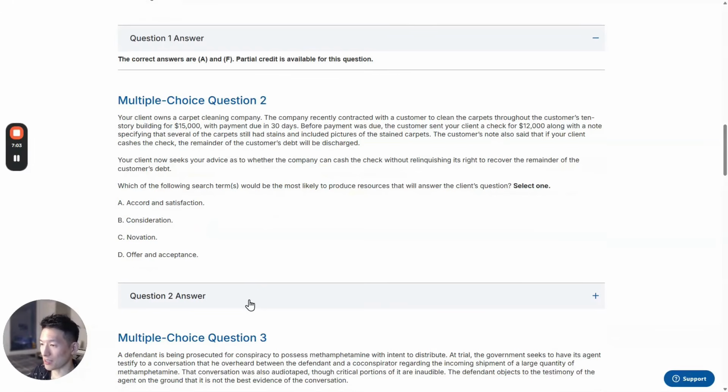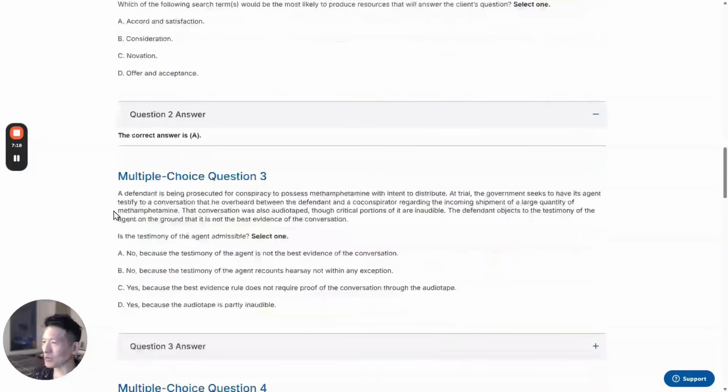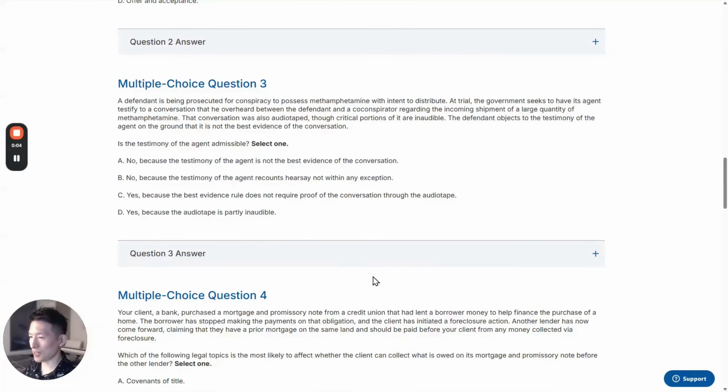And checking the answer to question number 2, the correct answer is A. We're 2 for 2. How about that? Now let's move on to question number 3. Let's see what kind of question this is.